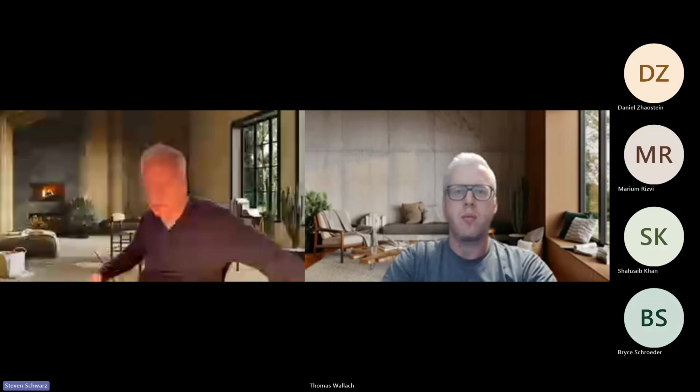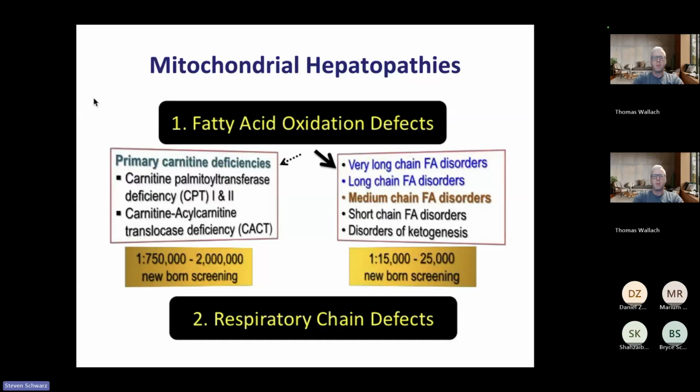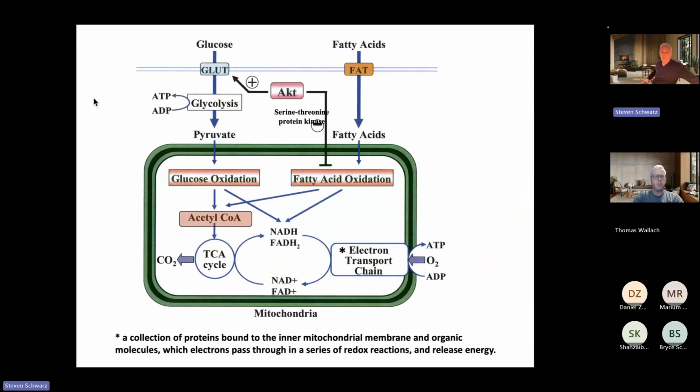Respiratory chain defects. Another term for the respiratory chain is the electron transport chain. Here is a brief overview of what we're going to be talking about. We know that there's clearly an interaction between carbohydrate and lipid in terms of their metabolism. Fatty acids are activated and internalized into the mitochondria for fatty acid oxidation.